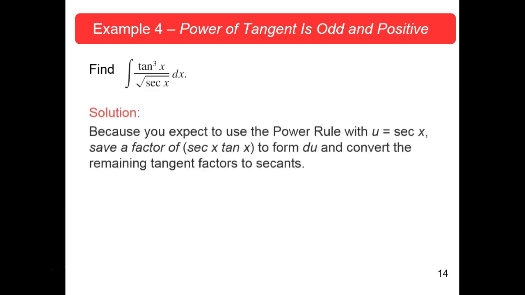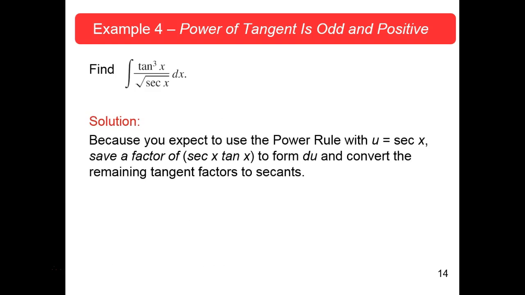And let's see how they proceed. Because you expect to use the power rule, they jump right into it with u equals secant x. Did I see that coming? Well, you almost have to. The most complicated part. And that's obviously secant. So we need to head that direction. Okay?